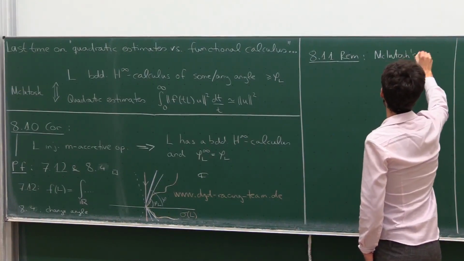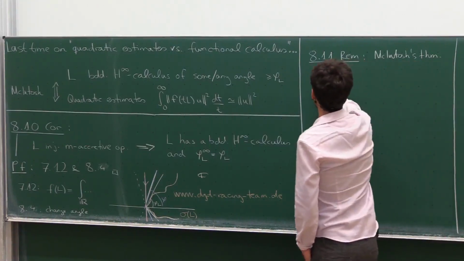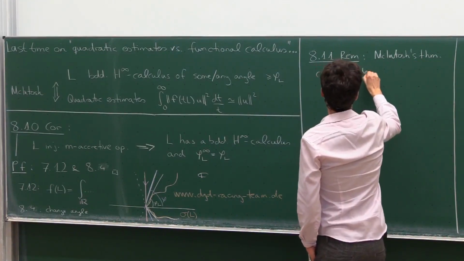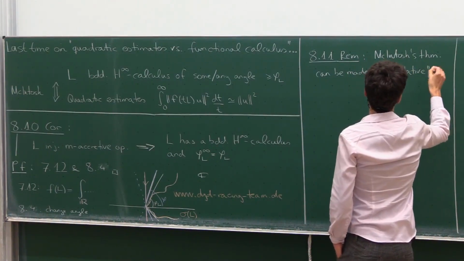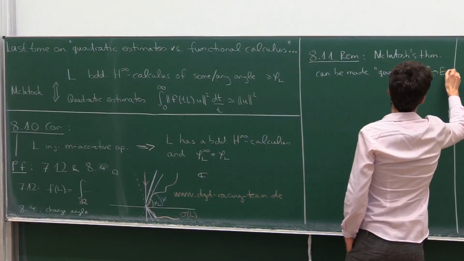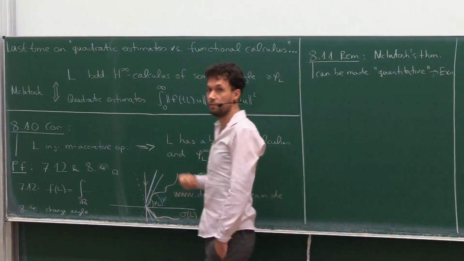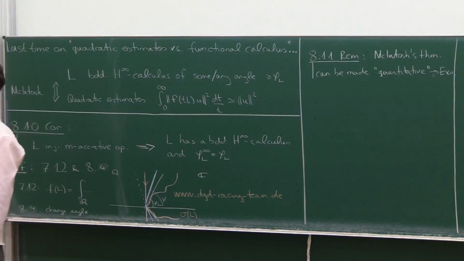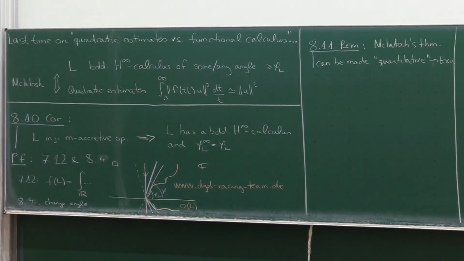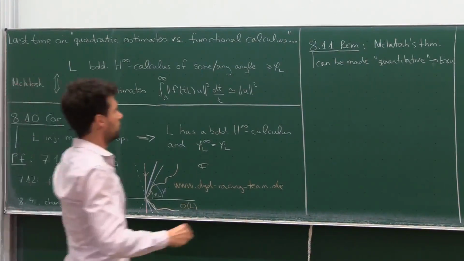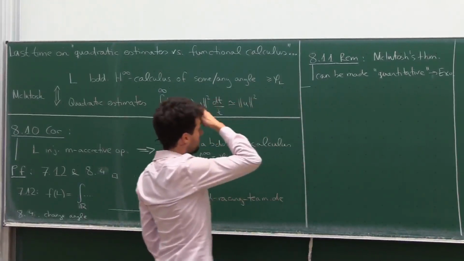Okay, so let me just say that McIntosh's theorem can be made quantitative. This is an exercise. If you're solving the exercise, I think the best way to solve it is to first try to guess what the constants, if you go from here or back, will actually depend on, and then you're going to justify your guess by going through the proof. All right, so that's it for McIntosh's result.